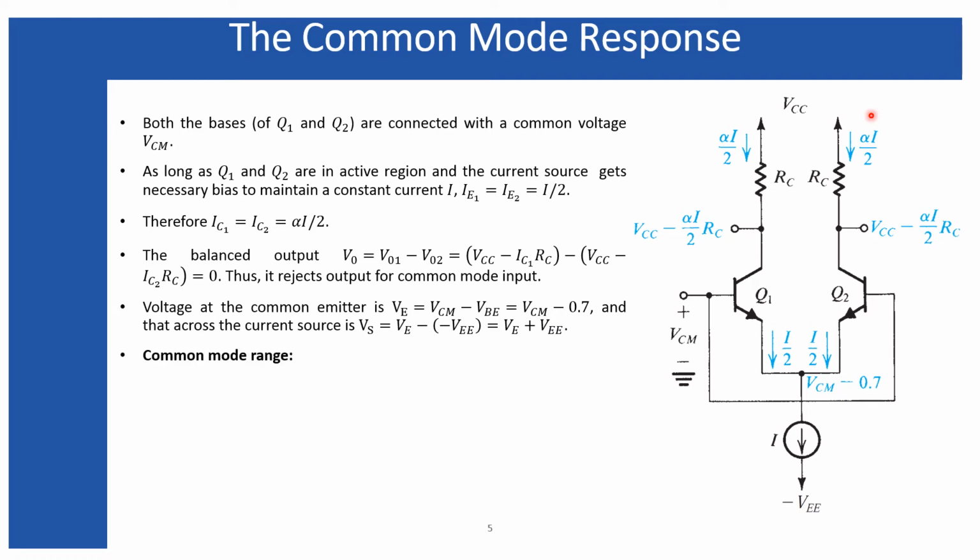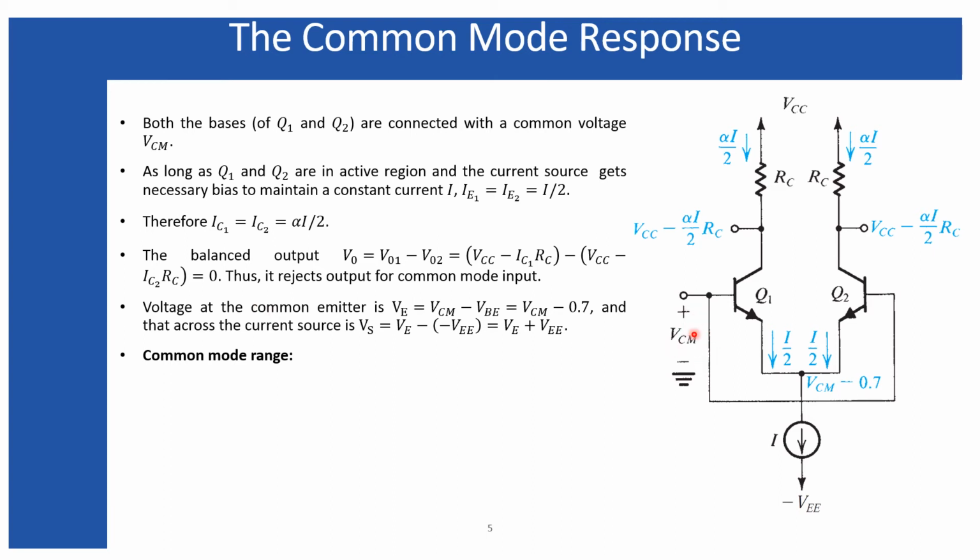Next is the common mode range. Common mode range means the DC or common mode voltage you are applying, and what the maximum and minimum range of the common mode voltage is that you can apply. The maximum voltage you can apply is as long as these two transistors are in the active region. The level at which these two transistors enter the saturation region will be the maximum value of this VCM.